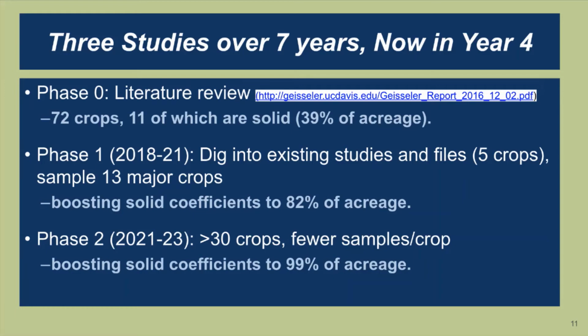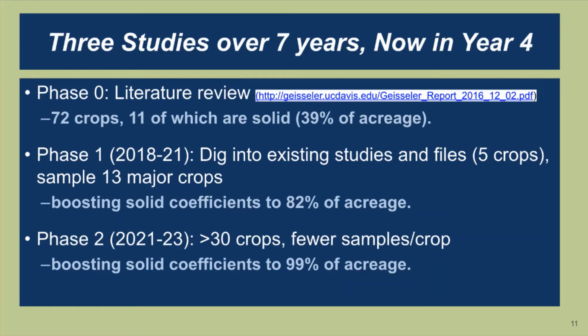Some of those studies were ongoing, and then to go out and sample crops where really there's no work taking place and no high gray literature hiding in people's files. That boosts the solid coefficients to about 82% of the acreage. So we hit a lot of the big acreage crops in phase one.